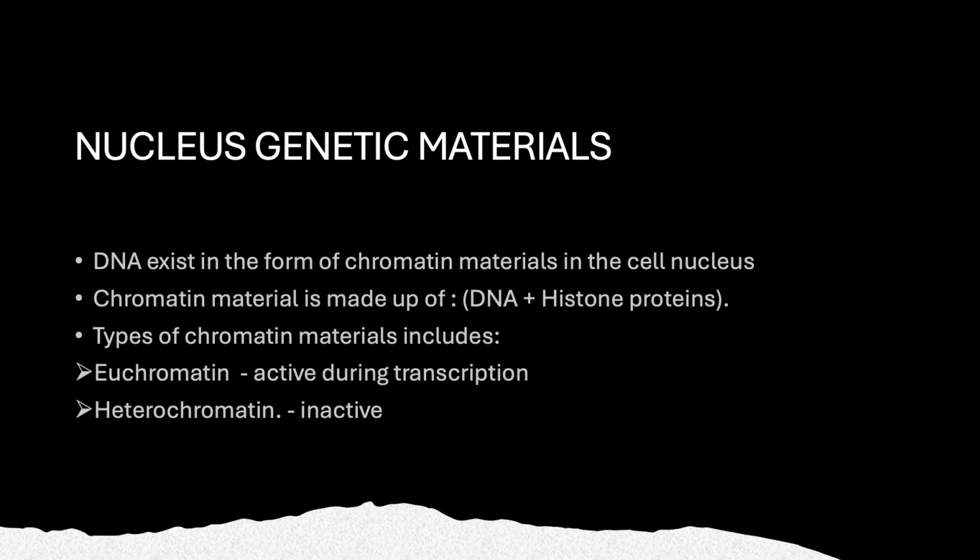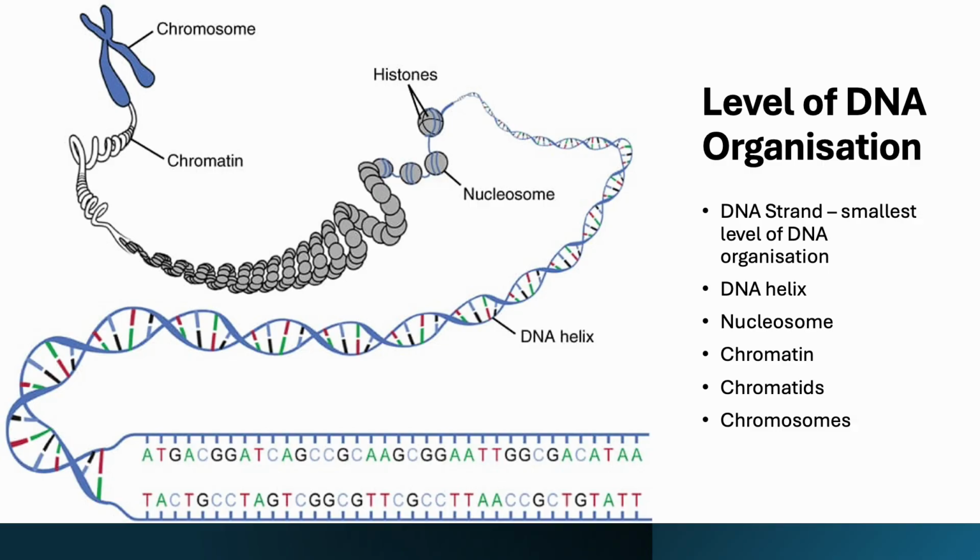Nucleus genetic material, that is DNA, exists in the form of chromatin material in the cell nucleus, as we discussed. Chromatin material is made up of the DNA and histone proteins. Types of chromatin materials can be euchromatin, which is active during transcription, and heterochromatin, which is inactive. In the organization level of DNA, it appears as strands. There are two strands antiparallel to each other, as we'll be discussing later, the DNA.